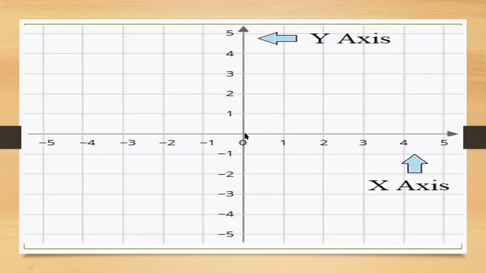So in the first quadrant, this side is positive, and this is also positive. In the first quadrant, the x-axis part is positive, and the y-axis is also positive. In the second quadrant, the x-axis part is negative, and the y-axis part is positive. In the third quadrant, the x-axis part is negative and the y-axis part is also negative. But in the fourth quadrant, the x-axis part is positive and the y-axis part is negative. Okay.